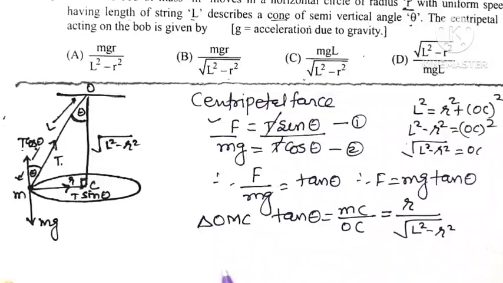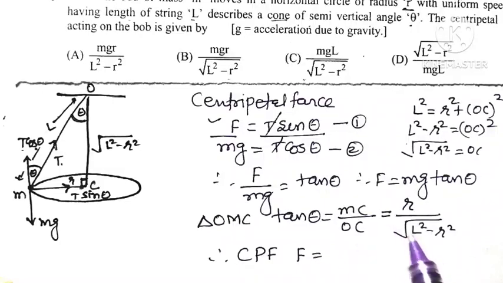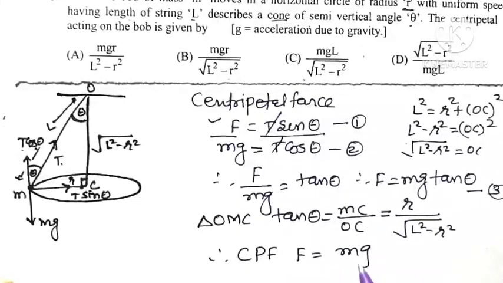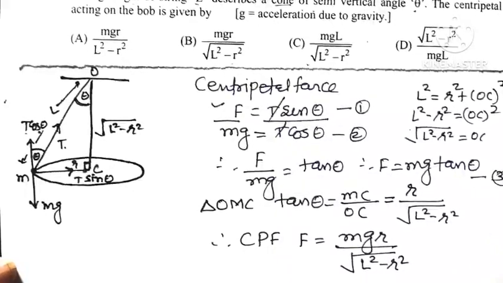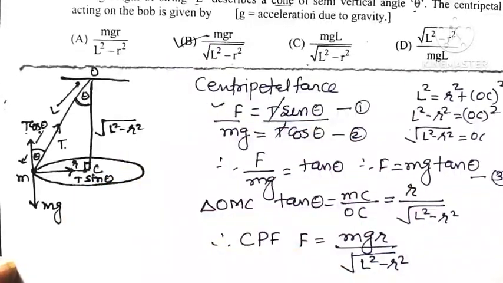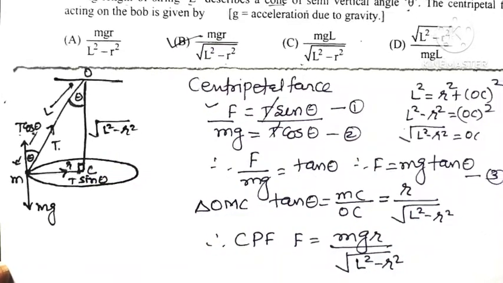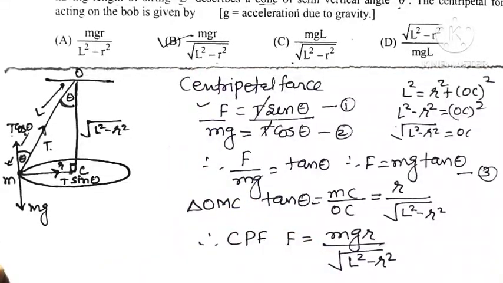Therefore, the centripetal force acting on the body F is equal to, now let us put the value of tan theta in equation number 3. So F is equal to mg into, in place of tan theta I will write R divided by under root of L square minus R square. So which option is correct? Look at option B, mgR divided by under root of L square minus R square. So the correct option for this question is option B.